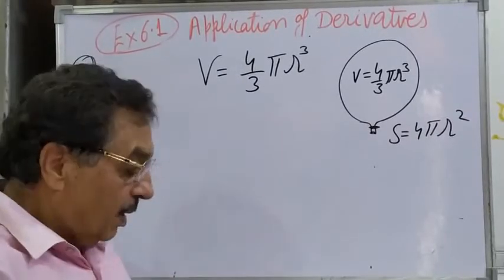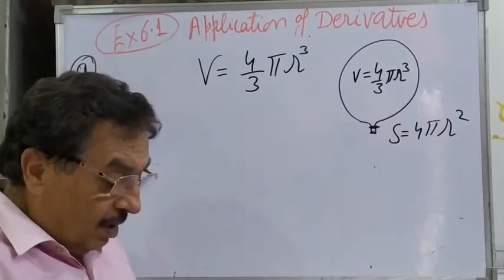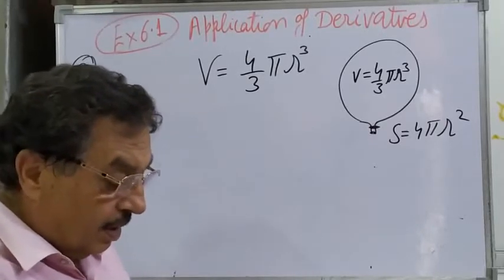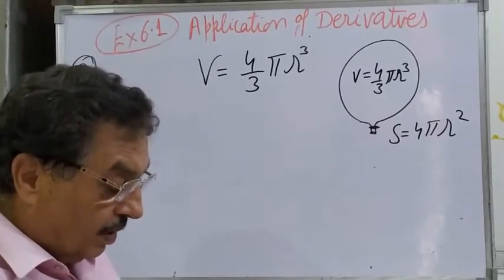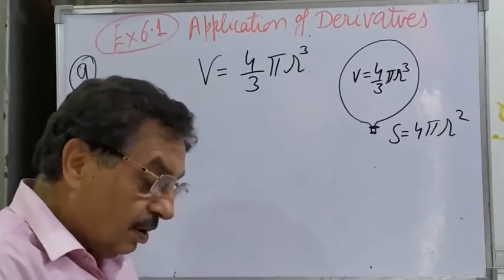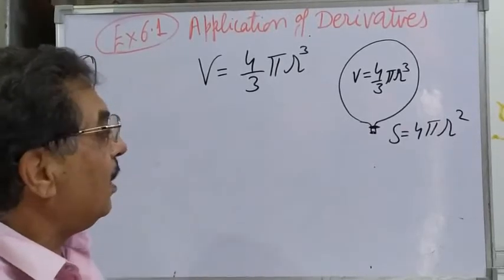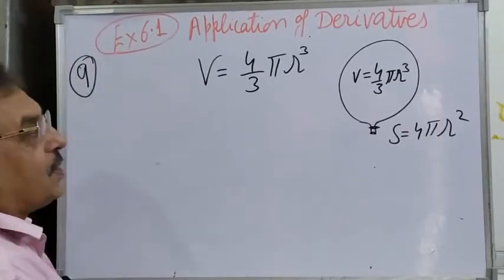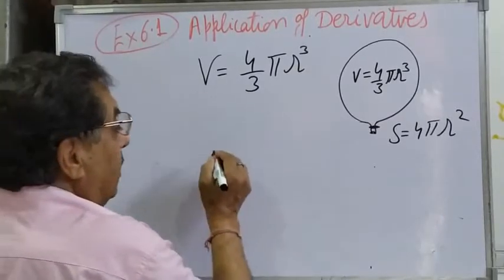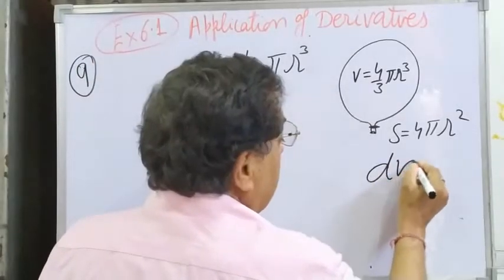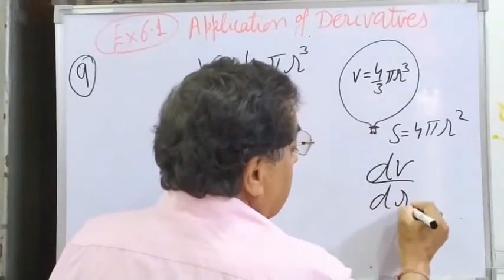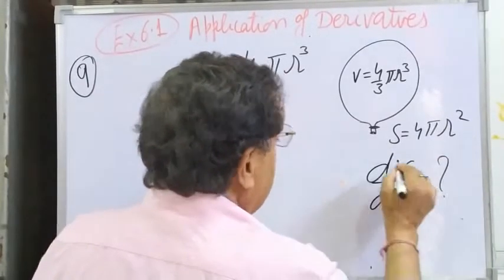Now here it is being said, the volume is increasing when the radius is 10. Find the rate at which the volume is increasing with the radius. Then the rate of change of volume with respect to radius we are supposed to find. What will we find? dv by dr, where r is the radius and v is the volume.